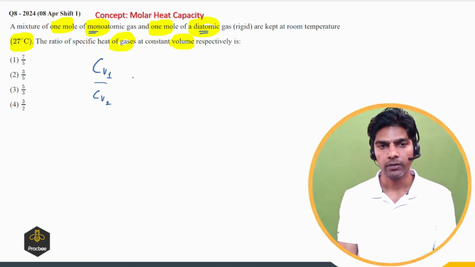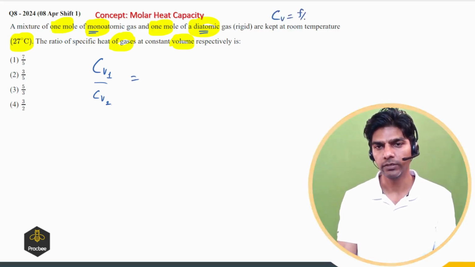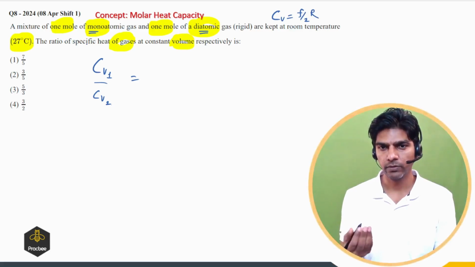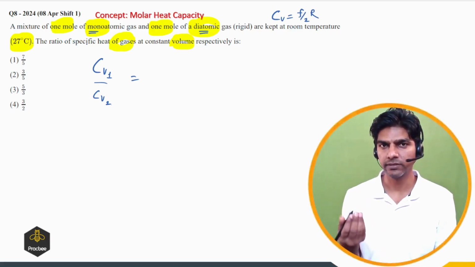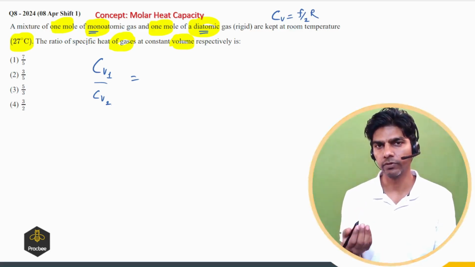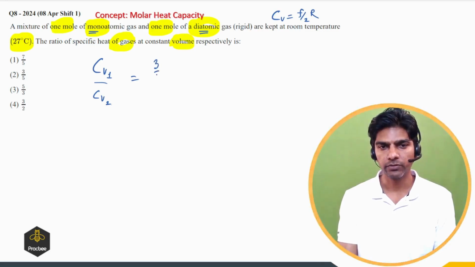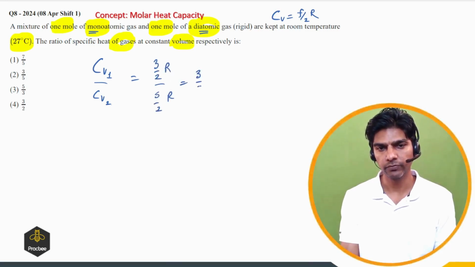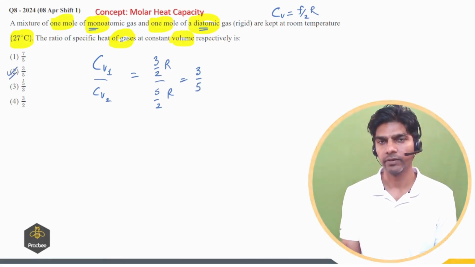Now the formula for CV is f by 2 R, and the degree of freedom in case of a monatomic gas is 3, and for a rigid diatomic gas it will be 5. So it will be 3 by 2 R upon 5 by 2 R. So the answer comes out to be 3 by 5. So option 2 is the right answer.